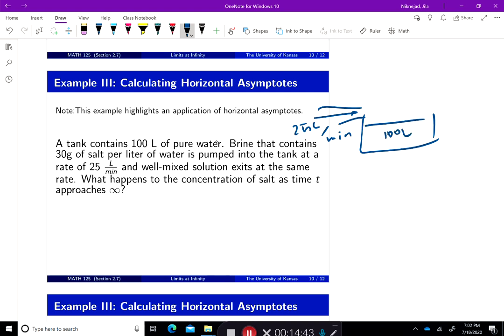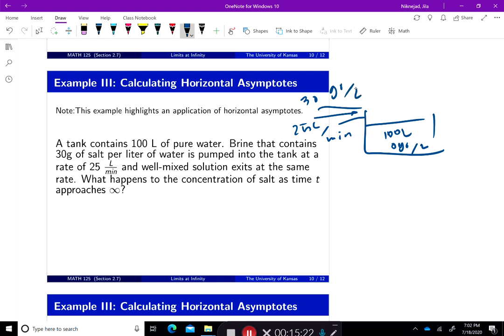And then the water in here, sorry, the water in there has 0 grams per liter. And the brine that has 30 grams of salt per liter is coming in. 30 grams per liter.